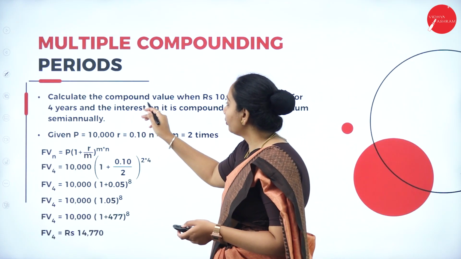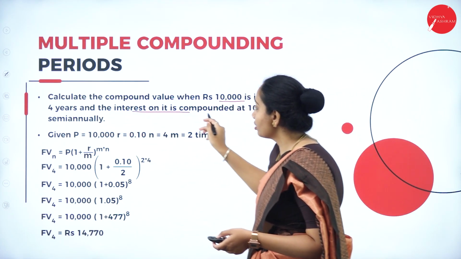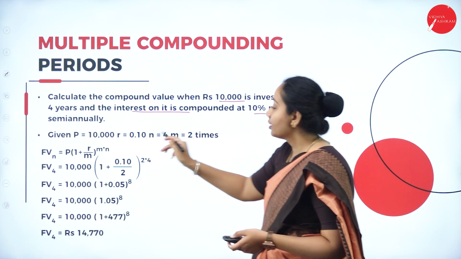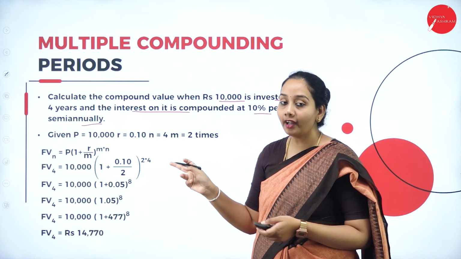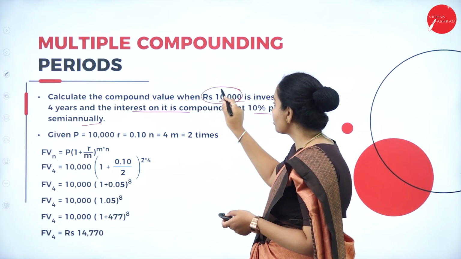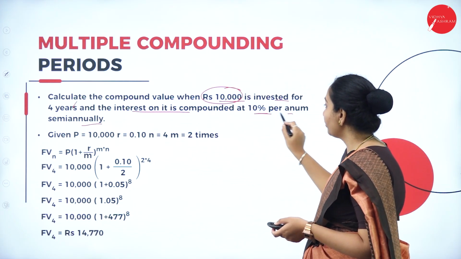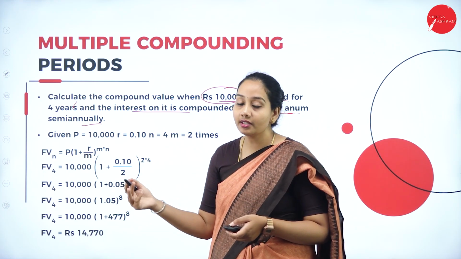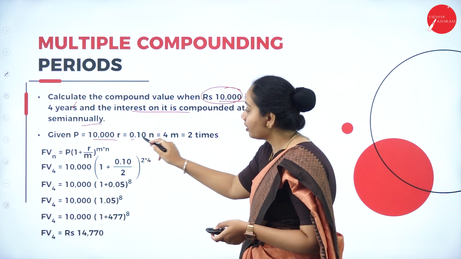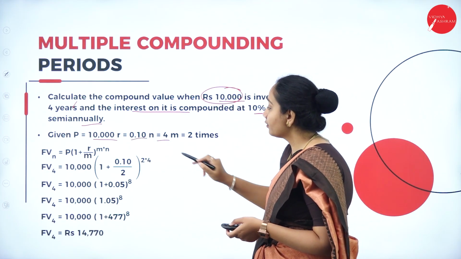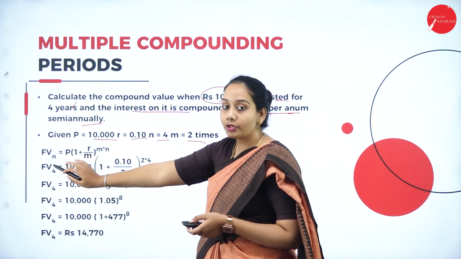Calculate the compounded value when rupees 10,000 is invested for 4 years and the interest is compounded at 10% per annum semi-annually. So calculate the compounded value, the future value of the investment of 10,000 rupees. In a sense, it has been calculated 2 times per year. So given P is equal to 10,000, R is equal to 0.10, N is equal to 4 years, M is equal to 2 times. So we are going to substitute in the formula.